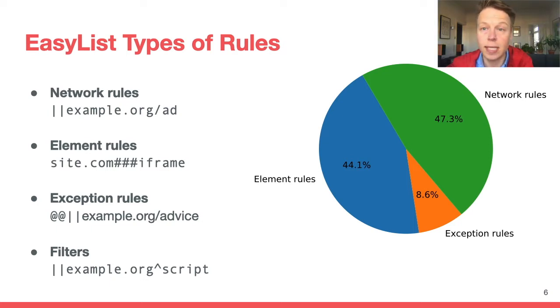EasyList also includes exception rules. Exception rules cancel out other rules, and so they say don't apply any other rules, in this case to ad on example.org. And then last, rules can be decorated with different filters, which say only block scripts in this example, or that this rule only applies to third-party resources, things like that.